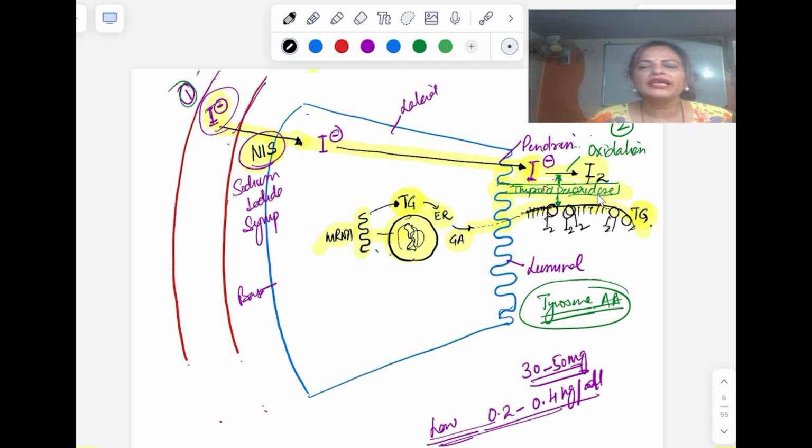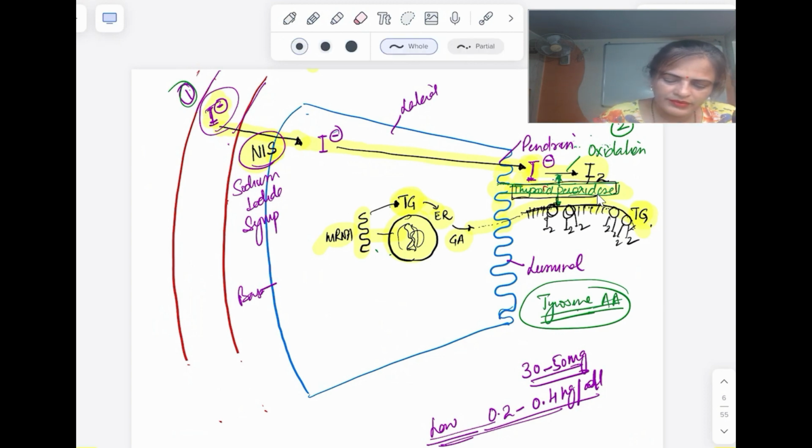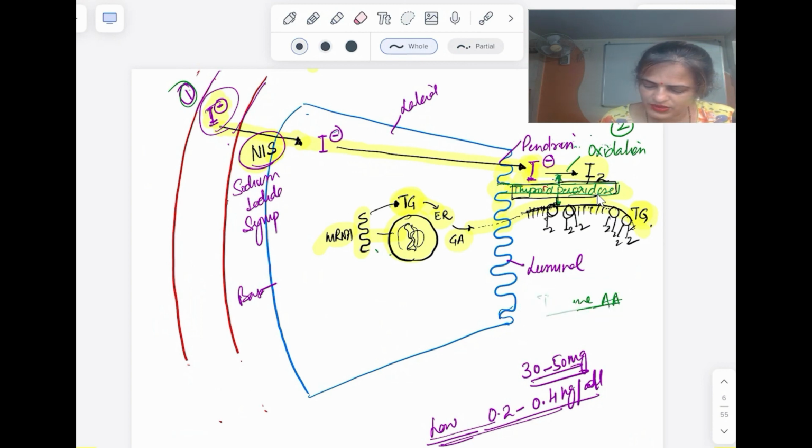So this is the organification. ठीक है. And for this organification also, this thyroid peroxidase is going to help. यहाँ पे this is going to participate again. ठीक है. So here I'll rub this one.